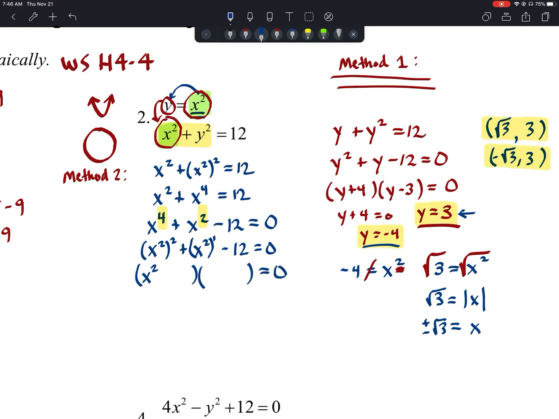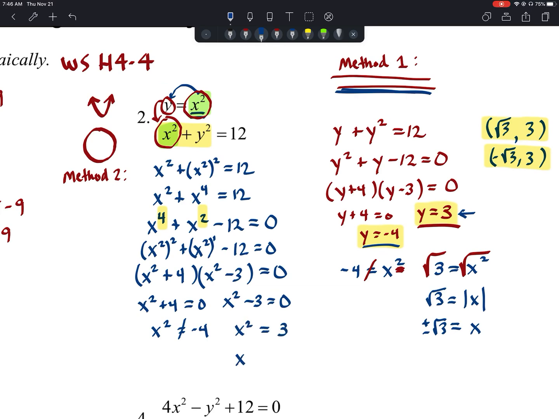We'll have an x squared in the front of each of them. And then obviously we're going to end up with a plus 4 and a minus 3. And as we do that, we'll set each of those equal to 0. And I hope you start to see the similarities between where we're at in this process versus the process over here for the first method. Right, we get x squared is equal to negative 4, which we know isn't going to work for us. And then we get x squared is equal to 3, which leads us to x is equal to positive or negative square root of 3, which is the same thing we got on the other side.